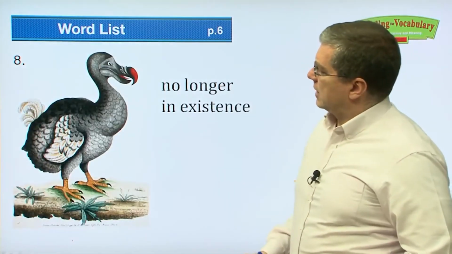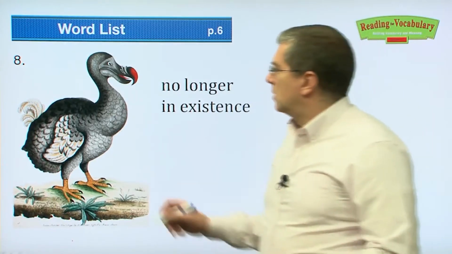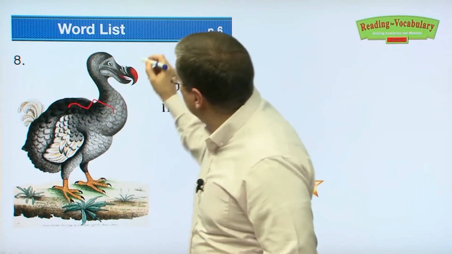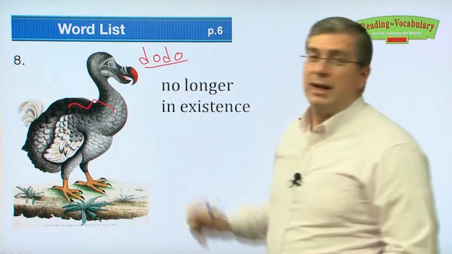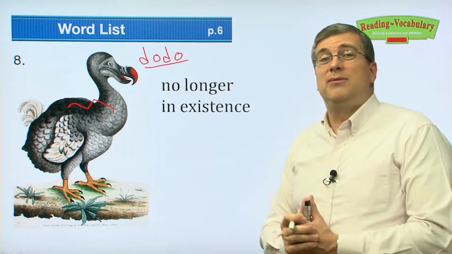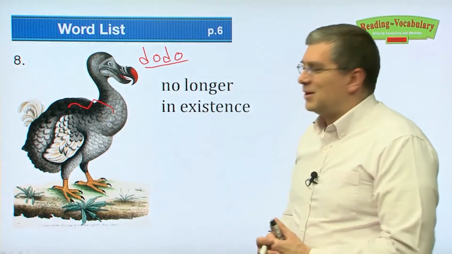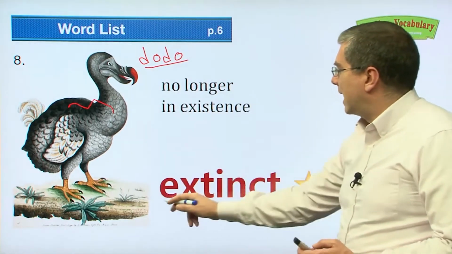8. Well, it's a strange looking animal, right? What animal is this? Do you know? Maybe you learned from history or from lessons in school. What's wrong with this pen? Oh, here we go. Dodo. It's a dodo bird. Have you heard of the dodo bird before? The dodo bird, well, that's weird. The dodo bird went extinct. And that's our word, extinct.